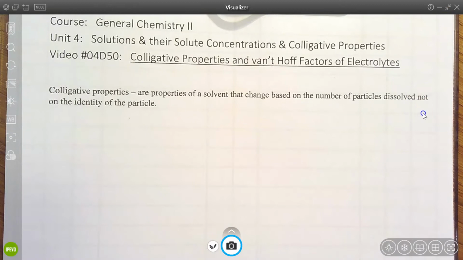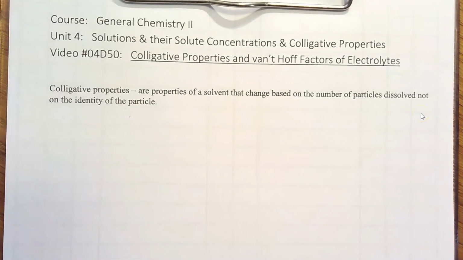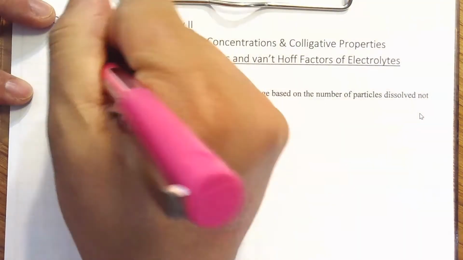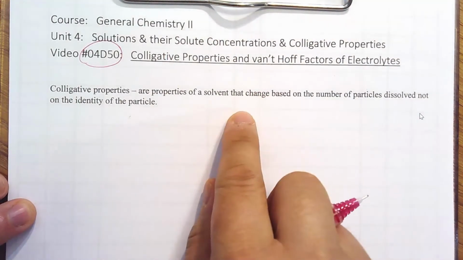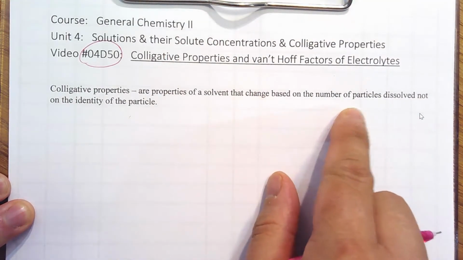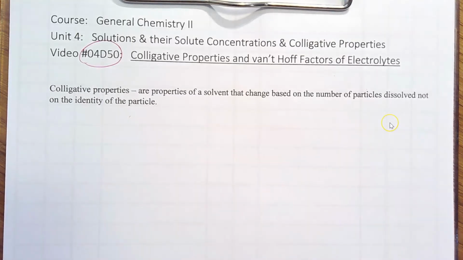Here is the definition of colligative properties. They are properties of a solvent that change based on the number of particles dissolved, not on the identity of the particle. This is interesting.